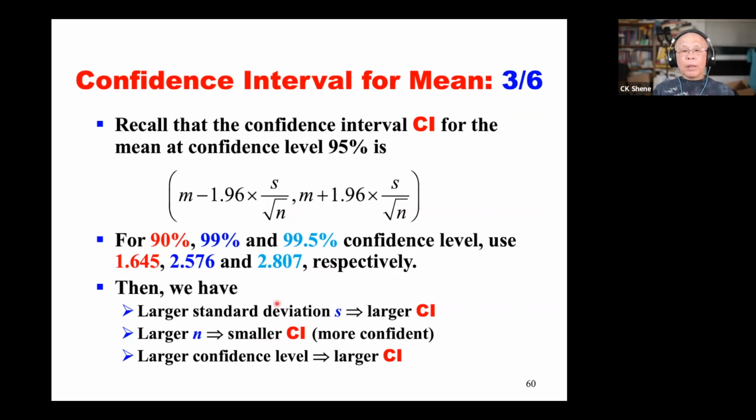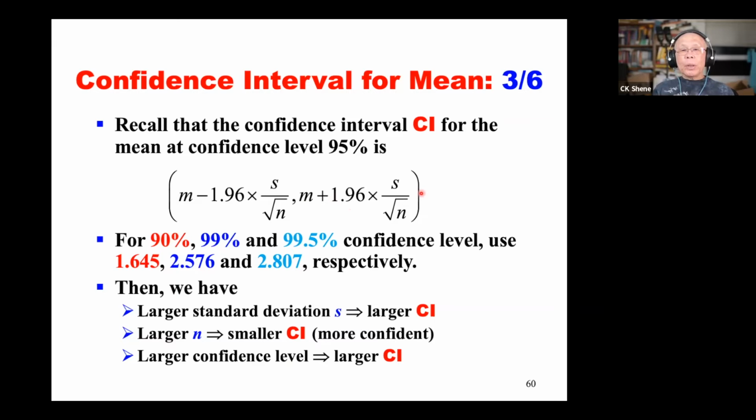Now, finally, larger confidence level implies larger confidence interval. That is, look at here. For 90%, it's 1.6, so it's smaller. So when we replace 1.96 by 2.576, that's 99%. So the confidence interval becomes larger.